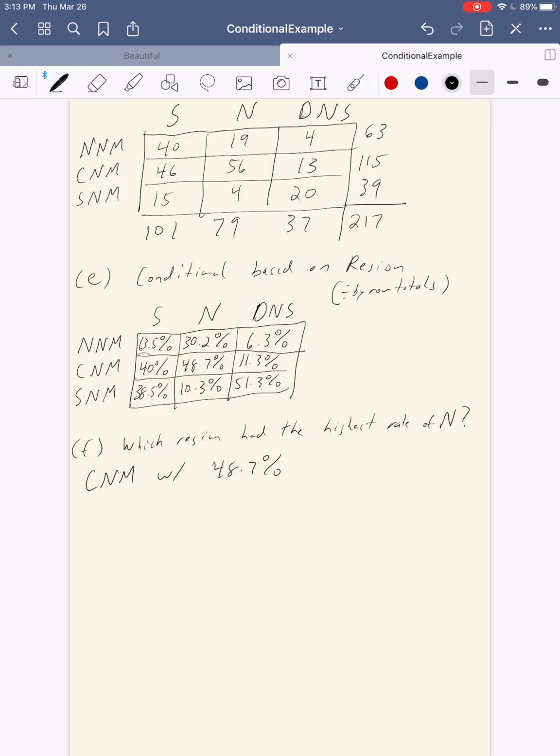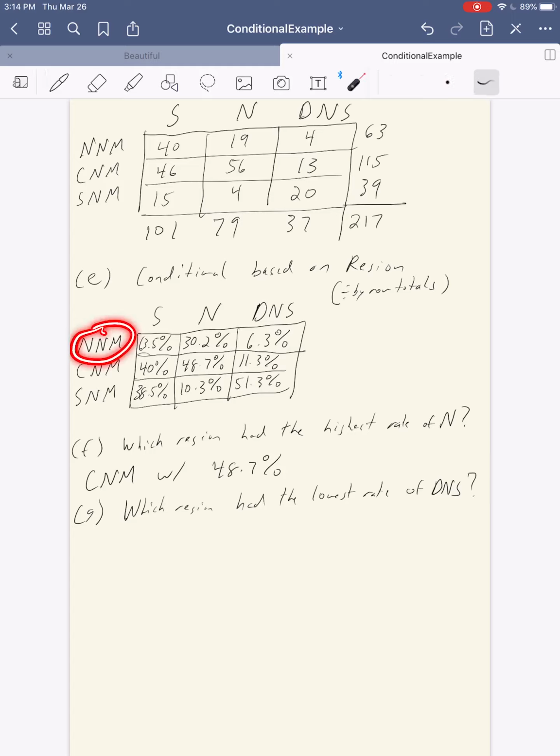All right, I believe we also wanted to get which region had the lowest rate of do not support. So we're wondering which region had the lowest rate of do not support. Once again, we can just look in each region.